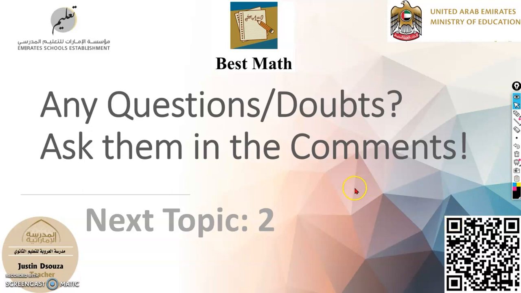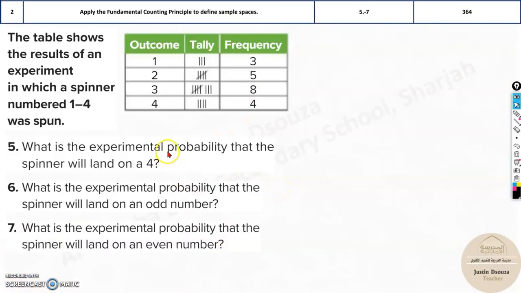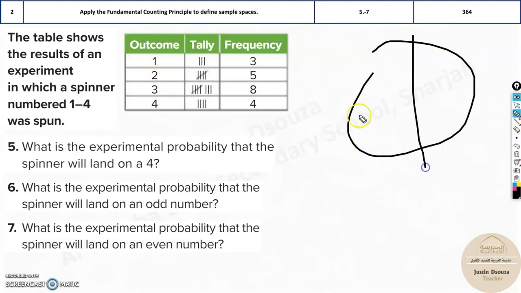The next topic is the second topic, which is again similar to what we just now saw in topic number 1. Here they have told the table shows the result of an experiment in which a spinner numbered 1 to 4 was spun. That means you're spinning this. Imagine this is a spinner. It has 1, 2, 3, 4 on it. You're just spinning and there's a marker. So where it lands. So frequency of 3 times it landed on number 1, whereas 5 times on 2, 8 times over here. Frequency means how many times.